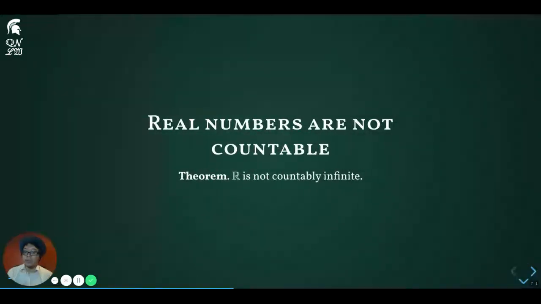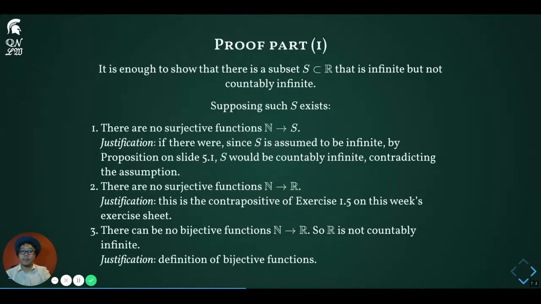What's more important to us is that the real numbers, unlike the other three families, are not countably infinite. We divide the proof into several large steps. First, we notice that it is enough to show there is a subset S of the reals that is infinite but not countably infinite. Why?